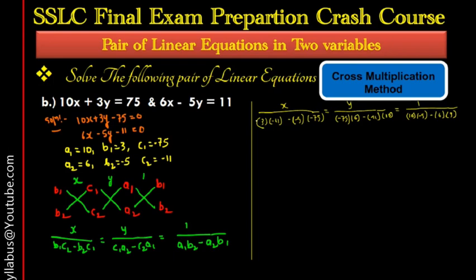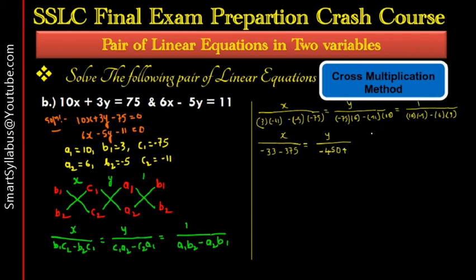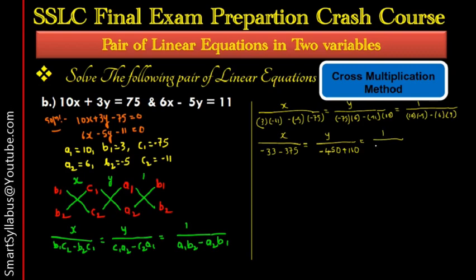Now just multiply the numbers and go on solving them. x upon plus into minus, minus 11 into 3, it's 33. Now minus into minus plus, plus into minus, it's again minus. So 75 into 5 is 375. Multiply properly. That's equal to y upon, now again minus into plus, it's minus, 75 into 6 is 450. Now again minus into minus plus, 11 into 10 is 110, that's equal to 1 upon, again plus into minus, minus, it's 10 into 5 is 50, minus 60, it's 18.